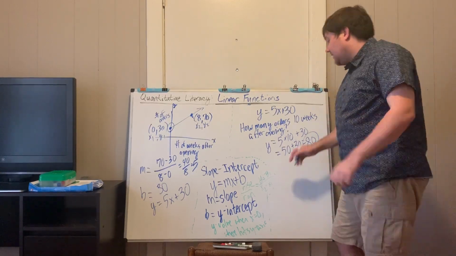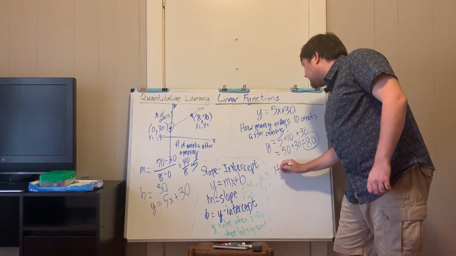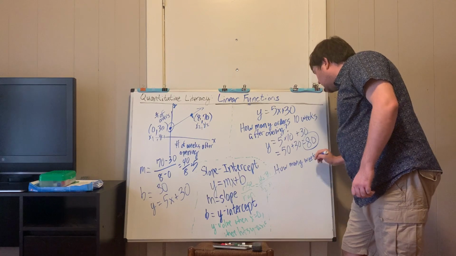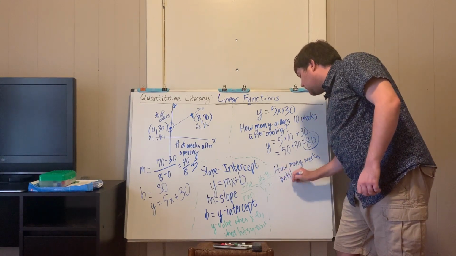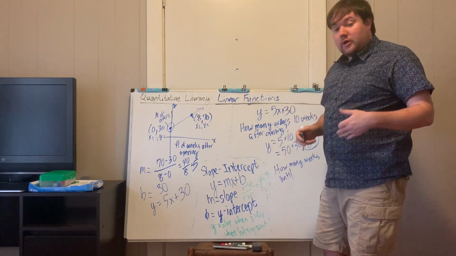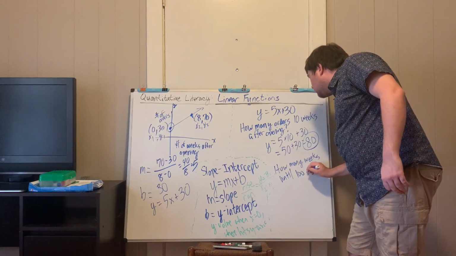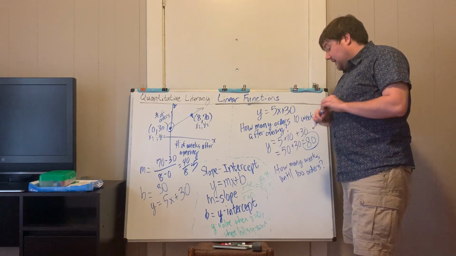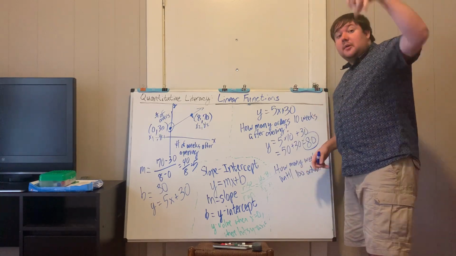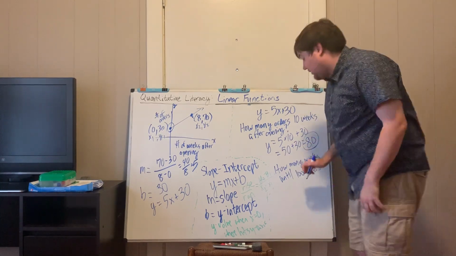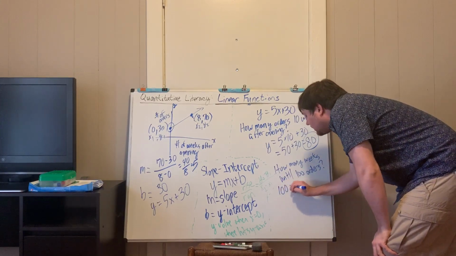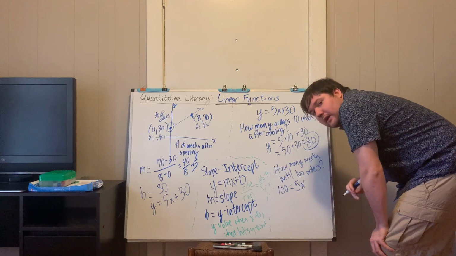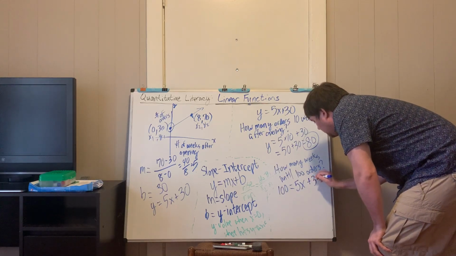Let's do the reverse now. Let's say how many weeks after opening until we reach 100 orders. In that case, we know what the number of orders are. So that is our y value in this case. We have 100 is equal to 5, we don't know what x is, plus 30.